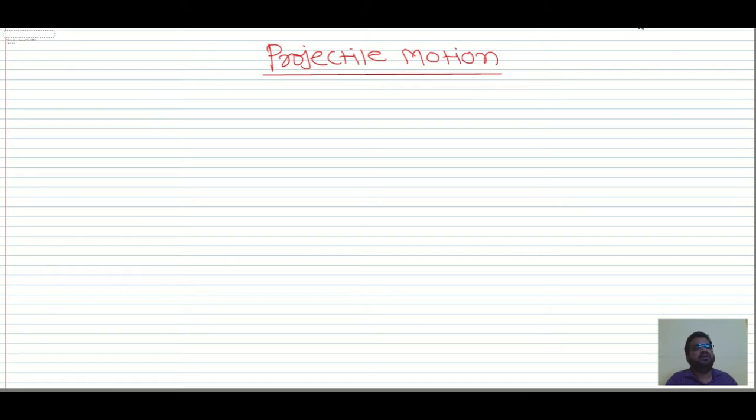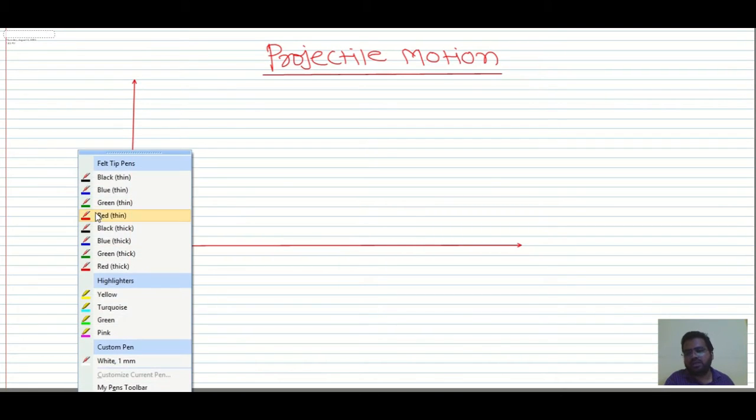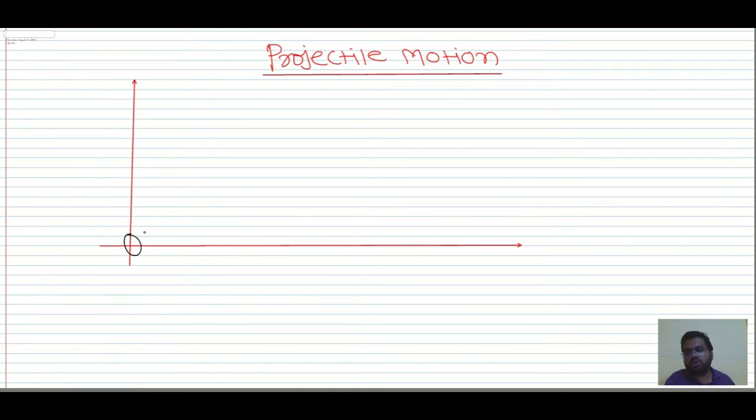Now see, suppose we have a projectile, and this is given somewhat like this, and if I just throw the ball at some angle, then this ball will go and hit somewhere here. Okay, right. Now what is the equation of the trajectory?